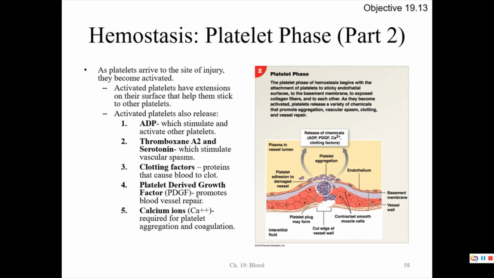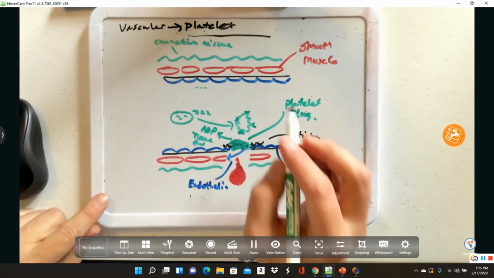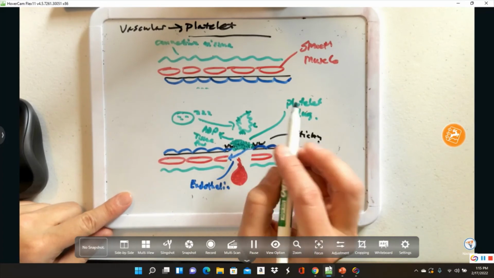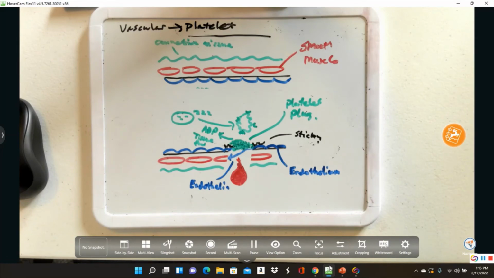Thromboxane A2 keeps the vascular spasm going, and serotonin is released from the platelets. Remember, serotonin is a stimulatory neurotransmitter. There are also clotting factors that will help to clot, platelet-derived growth factor, which will start to heal the wound, and calcium ions. Calcium ions are needed for the platelets to stick. Basically, the platelets stick with calcium, so there's also all this calcium being released. I can't get everything in there in my drawing.